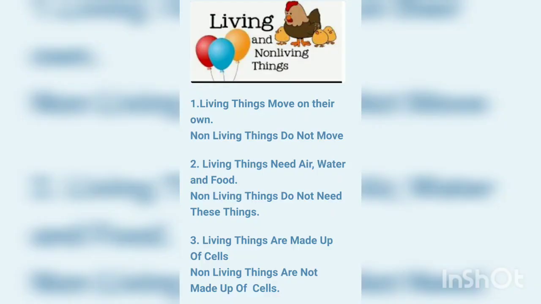Children, so we have discussed 3 characteristics of living things, that is, living things move on their own, non-living things do not move. Living things need air, water, and food. Non-living things do not need these things. Living things are made up of cells. Non-living things are not made up of cells.